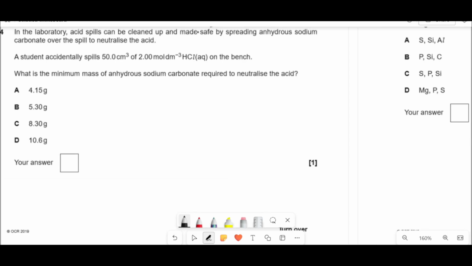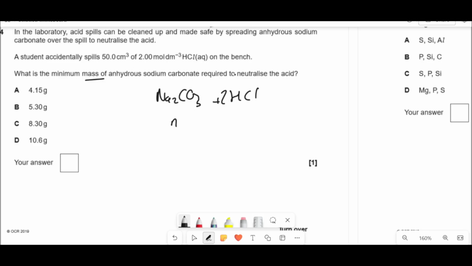So in the laboratory, acid spills can be cleaned up and made safe by spreading anhydrous sodium carbonate to neutralize the acid. A student accidentally spills this much on a bench. What's the minimum mass of this? So quickly sketch out what's happening. Sodium carbonate is Na2CO3, right? And we're adding HCl. If we're going to neutralize this, then we're going to need 2 moles of HCl for every one of these because it's CO3 2 minus, Cl minus, right? I don't even care about the rest. All I need is that.